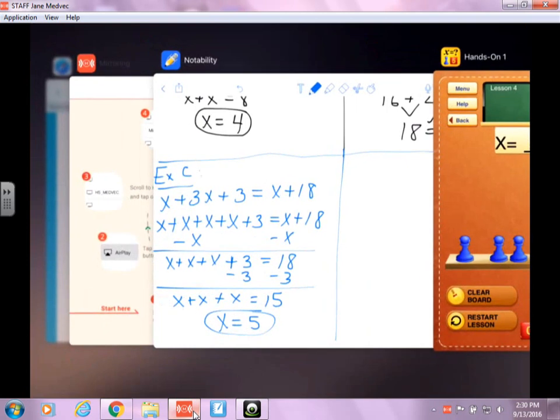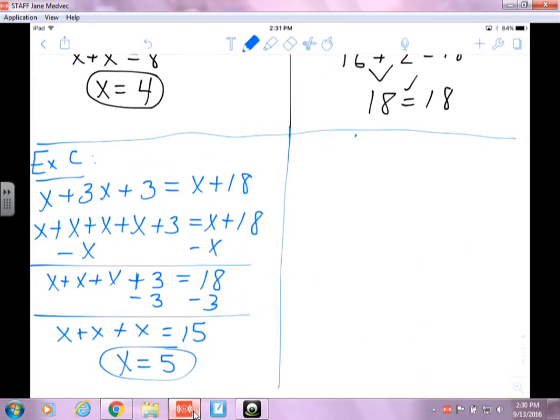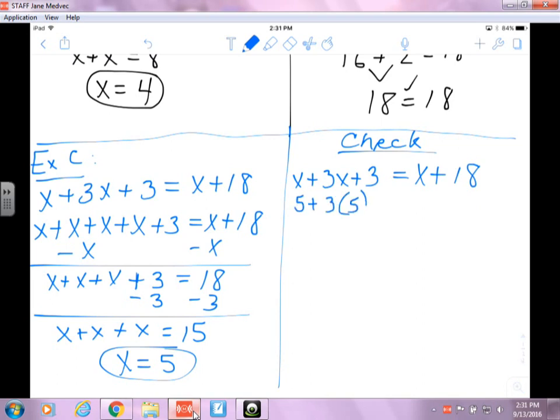Okay, let's go back to the check now. I'm going to grab the original problem. So I'm going to write check. I'm going to write the original. So x plus 3x plus 3 equals x plus 18. I'm going to take out my x and I'm going to put in my 5. Notice that I have one parenthesis because you'll notice that the 3 and the x are next to each other. So when I take that x out, I need to put parentheses around that 5. It is not wrong to put parentheses around the other 5s, but I find it sometimes gets cluttered.